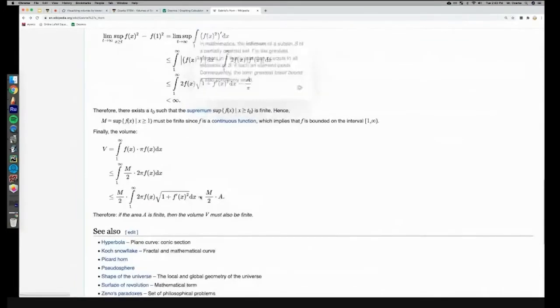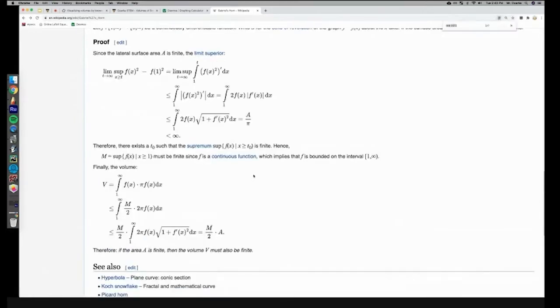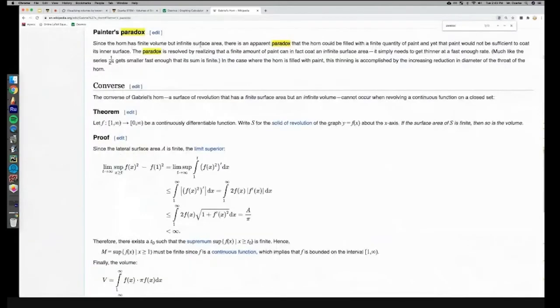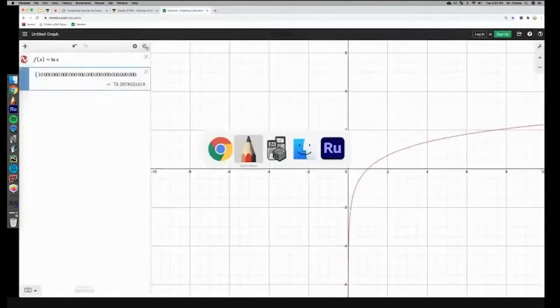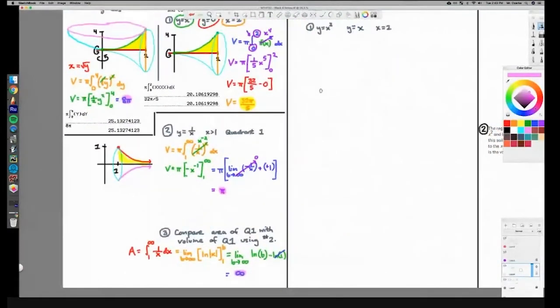Well, there's a proof for it. Does it even have the painter's paradox? Maybe it's not called painter's paradox. Hold on. Oh yeah, painter's paradox. Here we go, this is what I was talking about. It would not be sufficient to coat the inner surface. That's what's weird: you can't paint the inside of the horn, but you can fill the horn up with a finite amount. Our minds are not made for that. Most people's aren't.